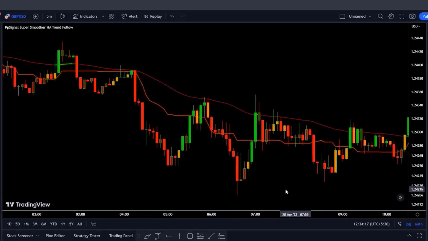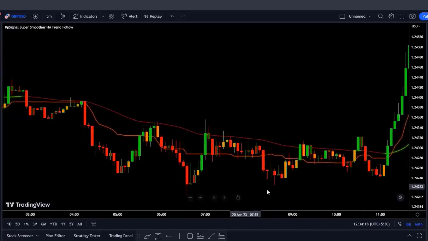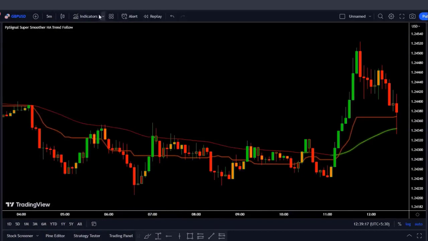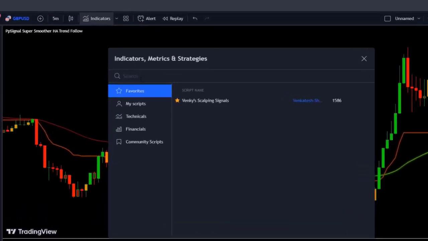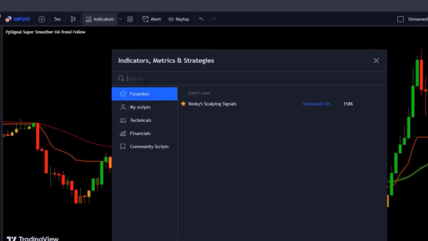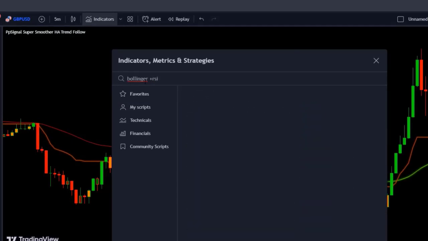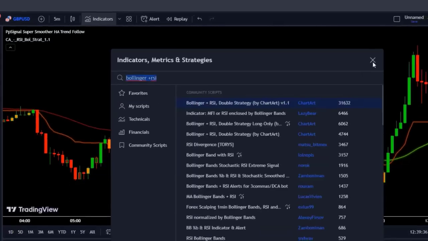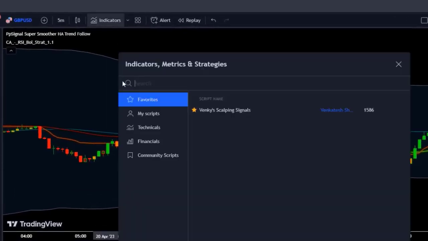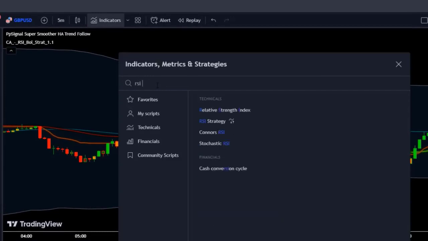Okay, now let me teach you how to filter fake signals. We need to add another indicator to our chart. Go to the top of the page and click on the Indicators tab. In the search bar, type Bollinger plus RSI and click on this one. Now this is how the indicator looks. Now add the last indicator to the chart: search RSI plus backlight and click on it.